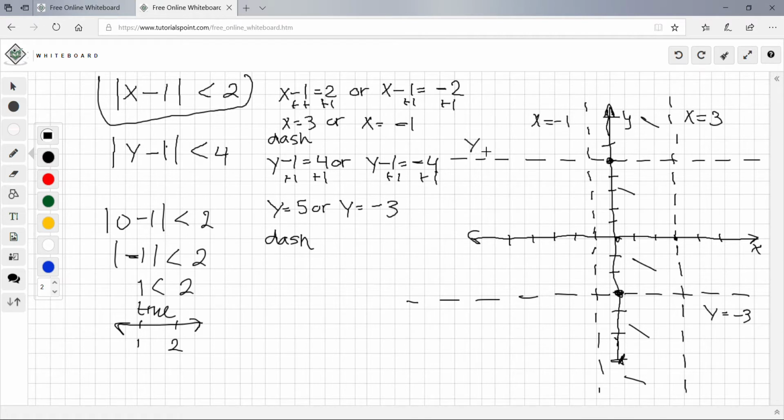Call this y equals 5. Now I've got to figure out which region I can shade, and I can use the point 0, 0 because it doesn't cross that point, so I'm going to put 0, 0 into this equation.